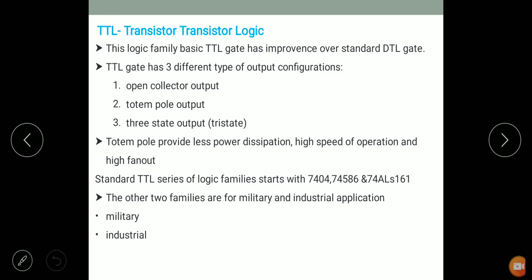PMOS is the oldest and slowest type. NMOS is used for the LSI, that is large scale integration field, that is for microprocessors and memories. CMOS, which uses a push pull arrangement of N-channel and P-channel MOSFETs, is extensively used where low power consumption is needed, such as in pocket calculators.